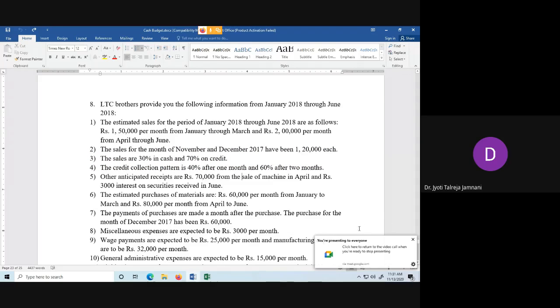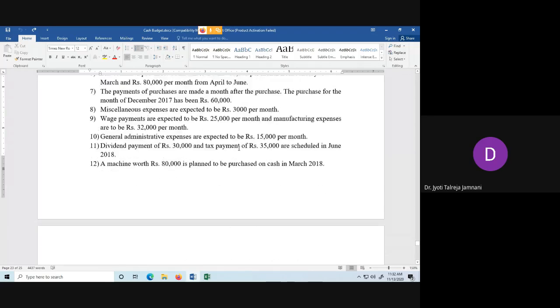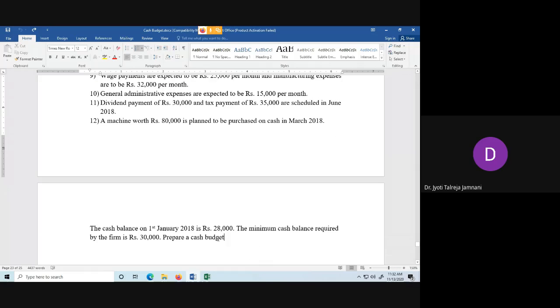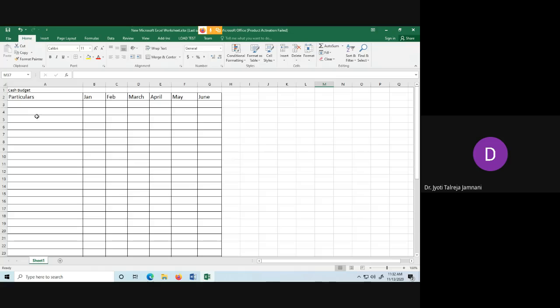Okay, today we're going to do sums on cash budget. We'll do the sum on the LTC brothers. They want you to prepare a cash budget and they've given you details from January to June 2018. They've not mentioned for how many months, just said to prepare a cash budget. So we'll prepare it for all the months, that is from Jan to June, for 6 months.